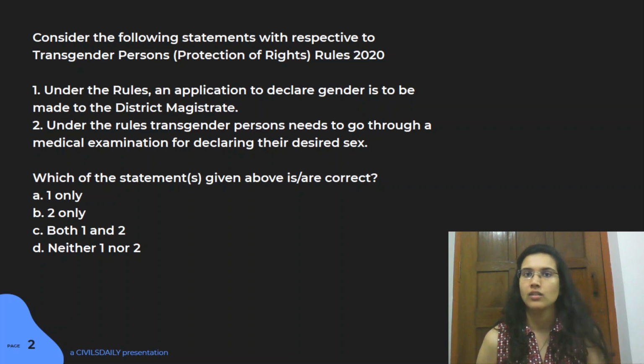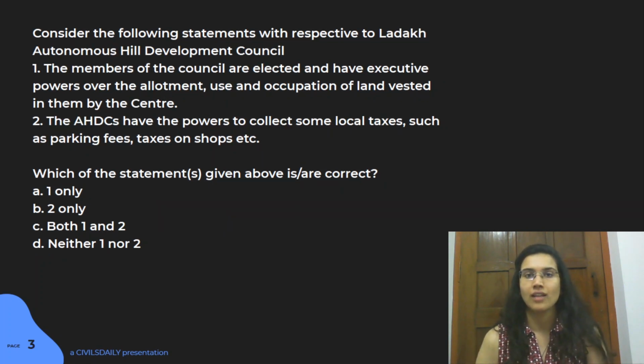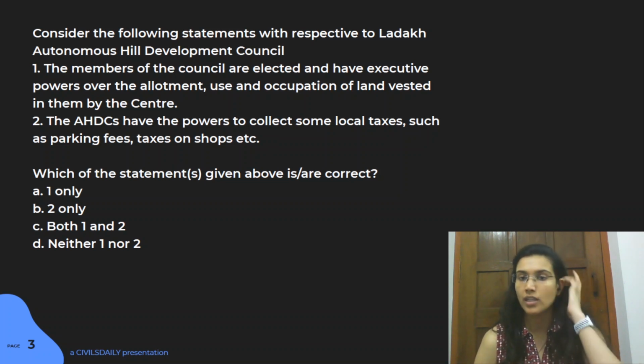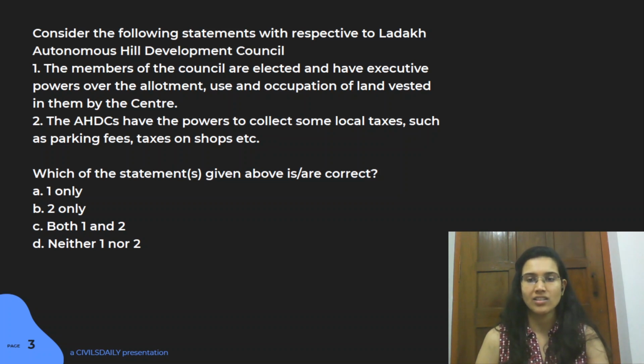The next question we're talking about is the Ladakh Autonomous Hill Development Council. Again, I've talked before also, the 6th and the 5th schedule are important schedules. Make sure you are aware of what all provisions come under them, and whether some autonomous hill council is under it or not, all that is very important. The first statement here is that the members of the council are elected and have executive power over the allotment and use of occupation of land vested in them by the centre. The second is that they have power to collect some local taxes such as parking fee, taxes on shop, etc. And you have to identify the correct statement here.